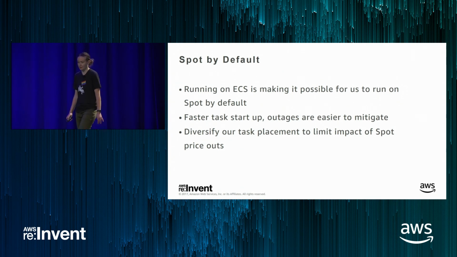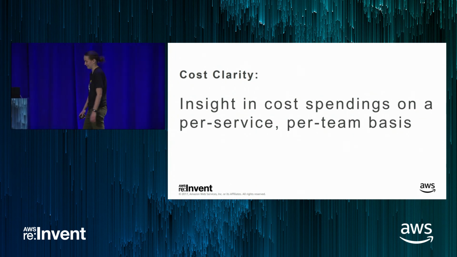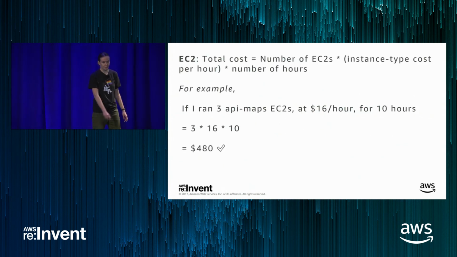So by cost clarity, I mean insight in cost spending on a per service, per team basis. So what does cost monitoring look like on EC2? It's actually kind of simple. On EC2, if you want to calculate the total cost of a service, you probably do something like this.